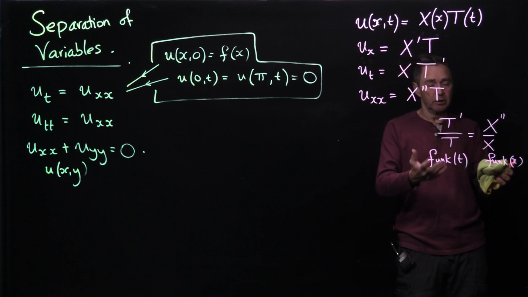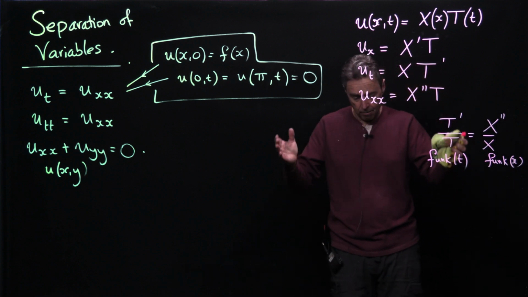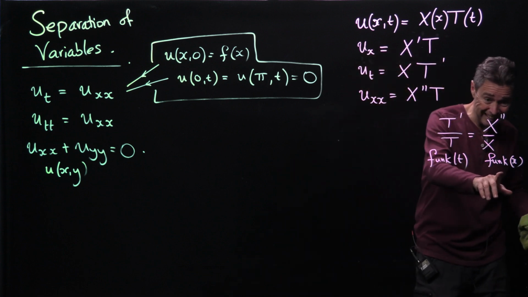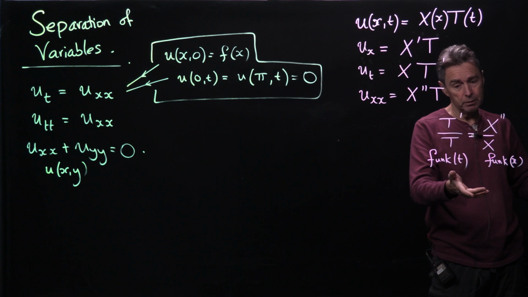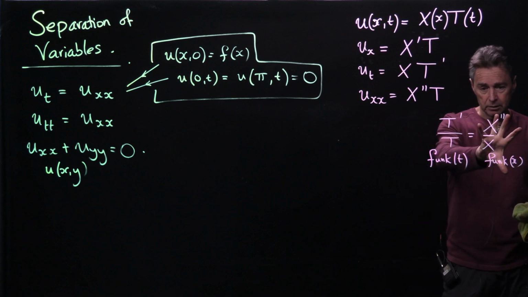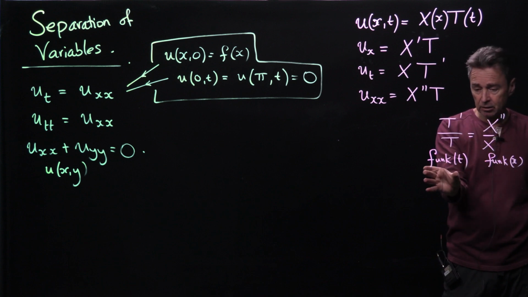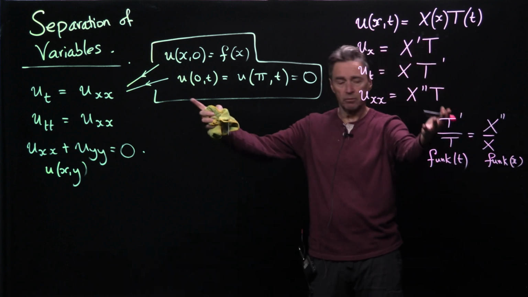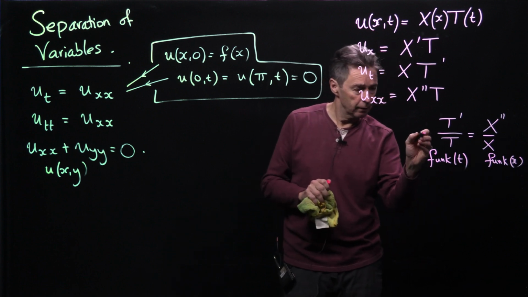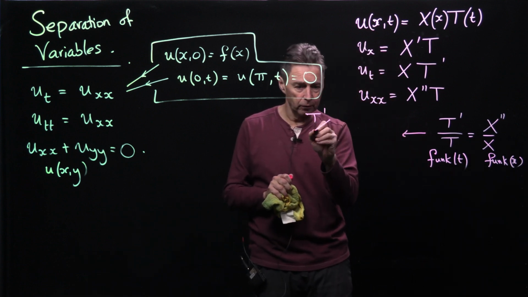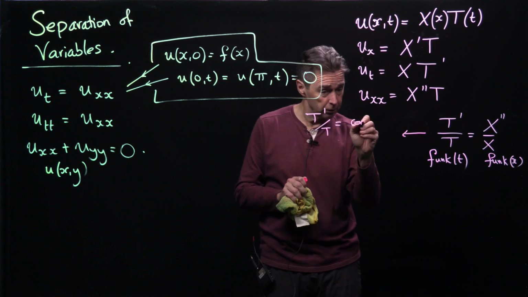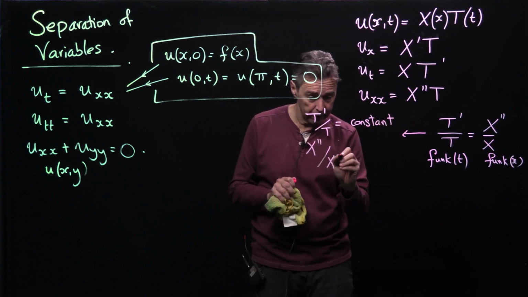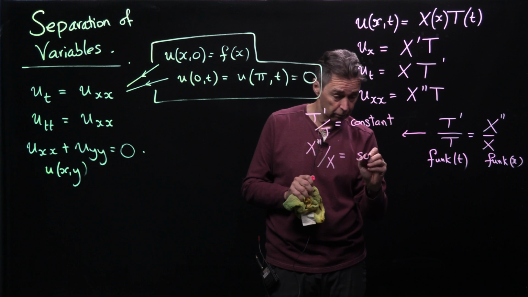Alternatively, I could turn it around a little bit and say, all right, I'm going to stand at a particular position along the rod, so I'm going to freeze x, and then I can look at what happens in time. That tells me that this is a constant, because I've frozen x, so this function of time has to be a constant. So it's actually quite a powerful rewrite of the PDE, because it means that T prime over T has to be a constant, and X prime prime over X has to be the same constant.